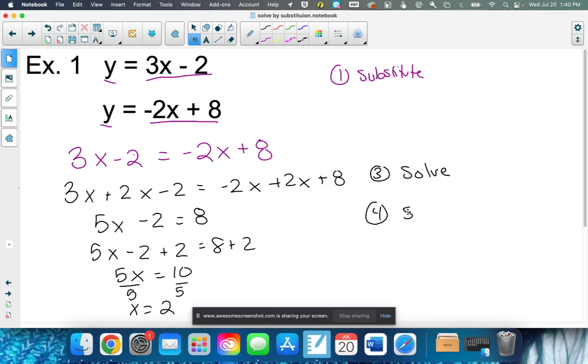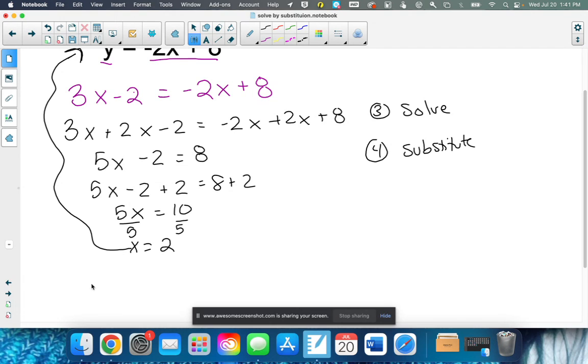And now I am going to substitute that x that I solved for back into one of my original functions. And it does not matter which one, because remember, the point is you're trying to find the solution that's true for both of them, right? So it doesn't matter which function. So I'm going to take x equals 2 and substitute it back in. If I substitute it into my first one, then I get y equals 3 times 2 minus 2. And then I'm going to solve for my other variable. So 3 times 2 is 6, minus 2 is 4. So I have now solved for my other variable.